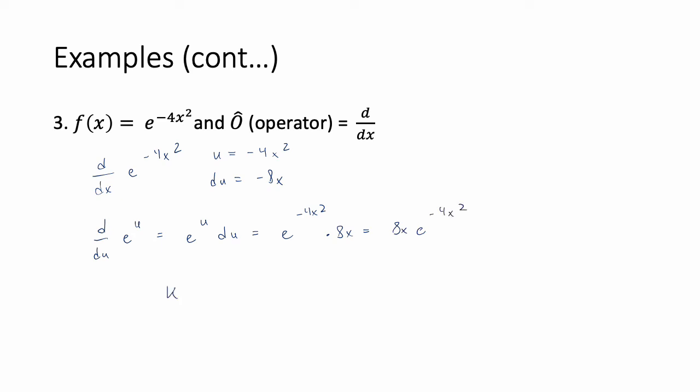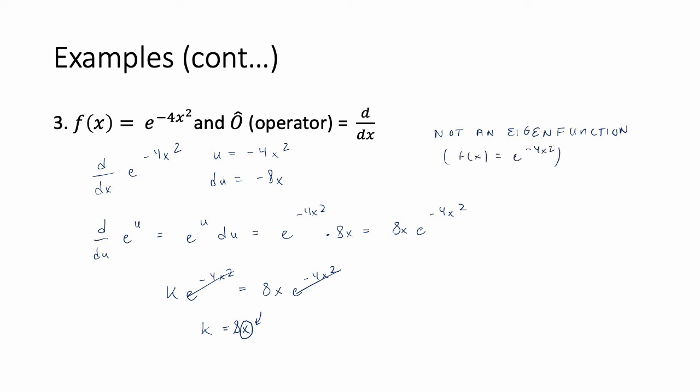So if I set this equal to my original function multiplied by k, and I cancel out these terms, k is equal to negative 8x. So this is not a constant because I have a variable x. So in this case, this is not an eigenfunction. Specifically, f of x equal e to the negative 4x squared is not an eigenfunction of our operator.